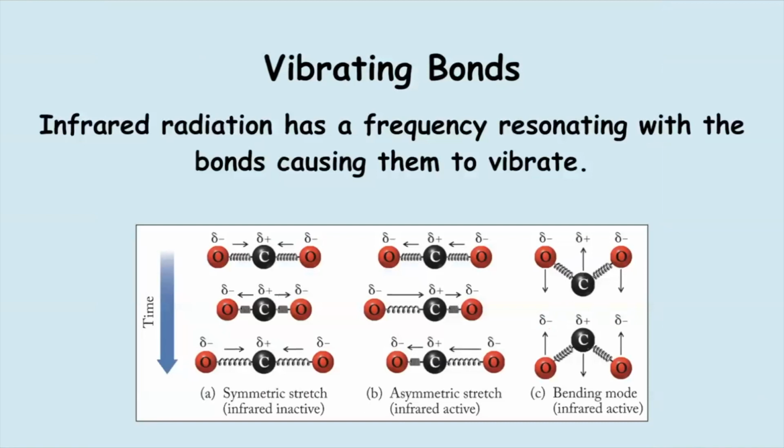And lastly, vibrating bonds. Infrared radiation has a frequency resonating with the bonds, causing them to vibrate. Here we have 3 different types of vibrating bonds. First, symmetric stretch, which involves both atoms moving outward from the center of the bond. Asymmetric stretch, which involves one atom moving outward while the other moves inward. And bending mode, which involves a change in the angle between the atoms.